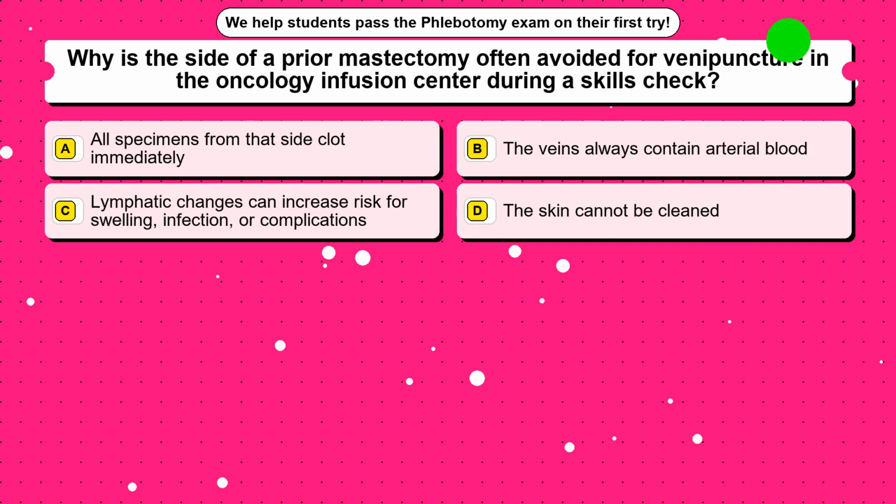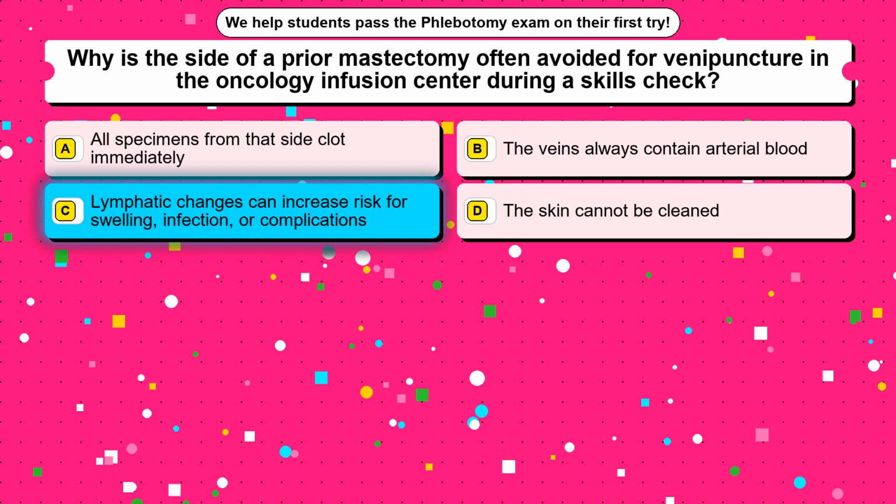Question 29. Why is the site of a prior mastectomy often avoided for venipuncture in the oncology infusion center during a skills check? Option A. All specimens from that side clot immediately. Option B. The veins always contain arterial blood. Option C. Lymphatic changes can increase risk for swelling, infection, or complications. Option D. The skin cannot be cleaned.